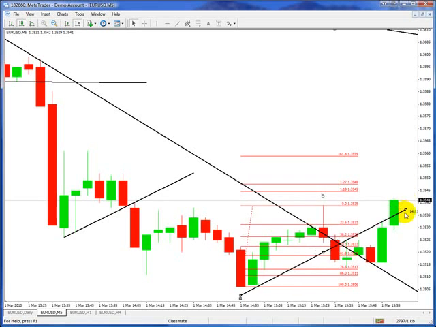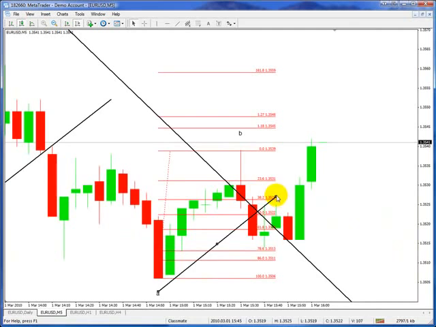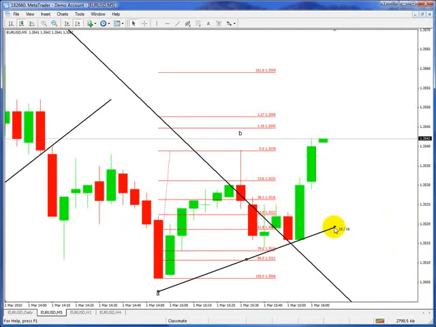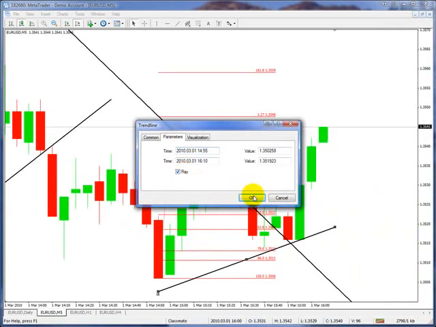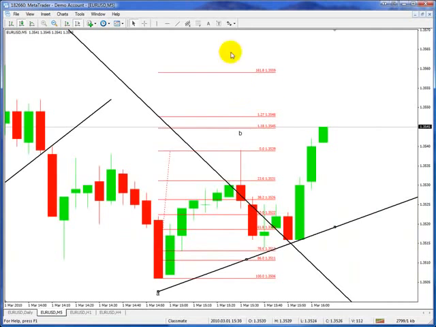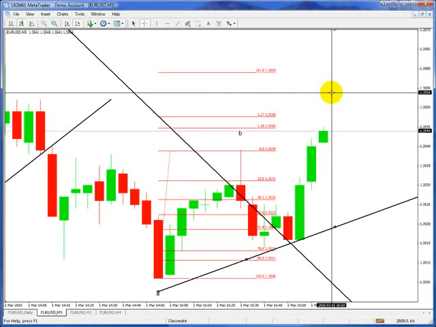Now I can move this trend line. Why can I move the trend line? Because we've now taken out this high. There we go. If I'm up to this area, I can actually lock in some pips if I want to, or I can take the third lot off the table.